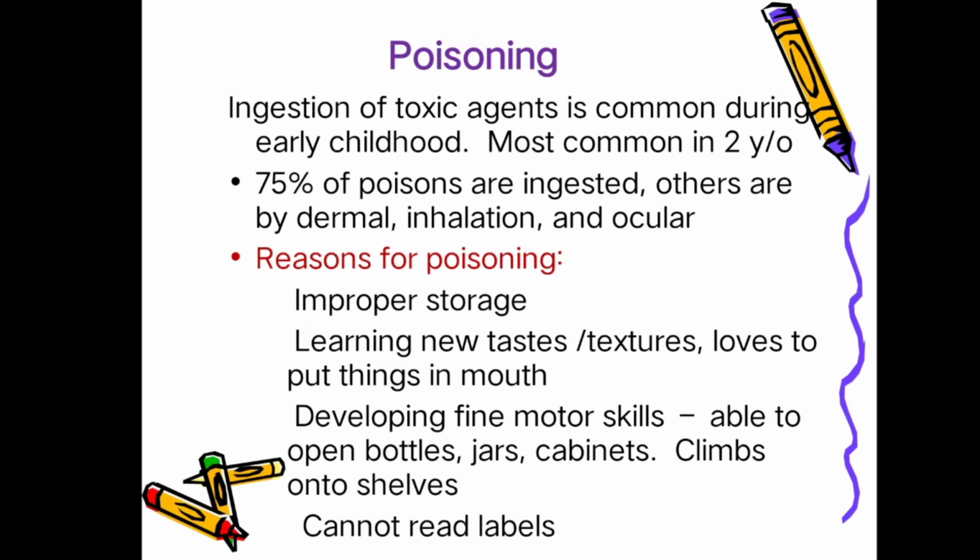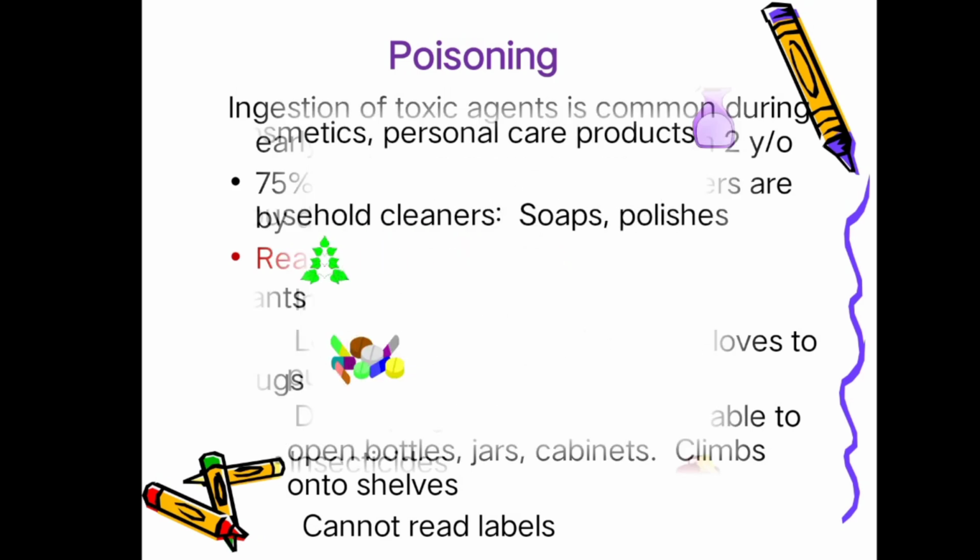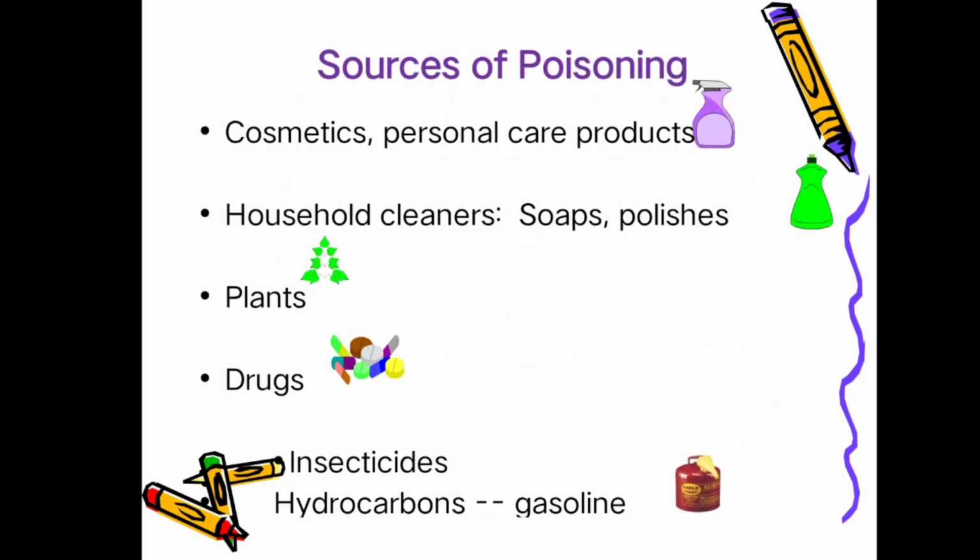So there is improper storage, and we have to ensure that the poisoning agent is not within the reach of children. In the same way, babies cannot read the labels, so they do not know what is being eaten and what is a harmful chemical. They do not have enough development to distinguish between edible and harmful substances. Next is developing fine motor skills, being able to open bottles. They will be very curious about opening bottles and just drinking it.